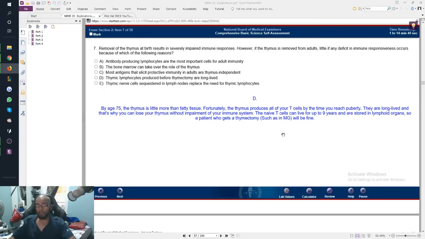Right? And you get a thymectomy in myasthenia gravis because myasthenia gravis is related to getting a thymoma.